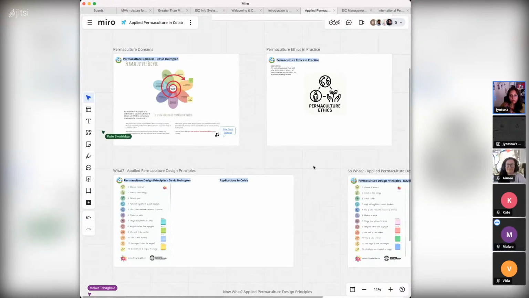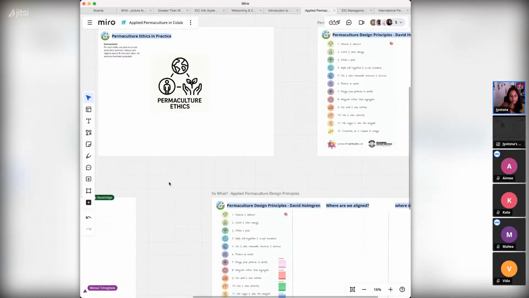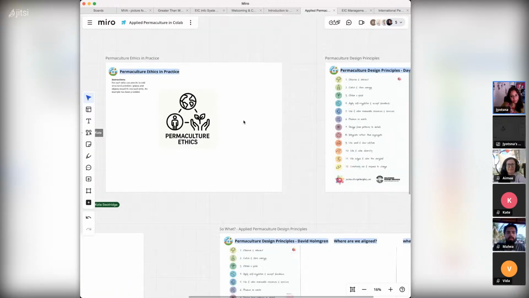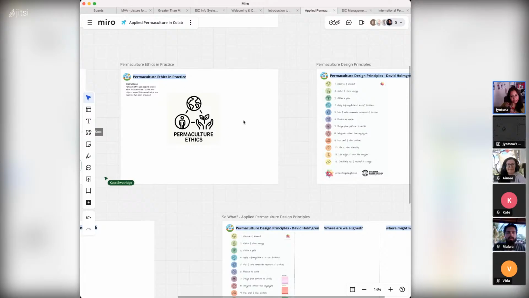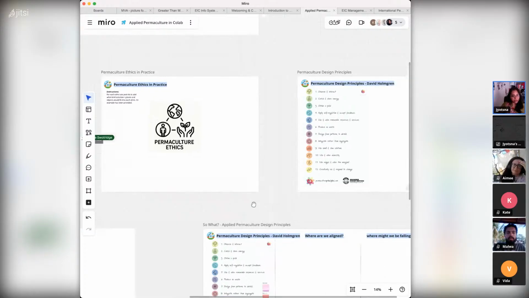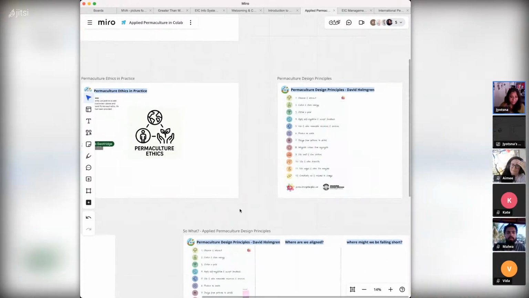So the next piece is permaculture ethics in practice. We all know nature care, people care, and fair share are our permaculture ethics. These are very high level, very abstract. These create the relationship that we have with our projects, with the people that we work with, and with the nature that we engage with.